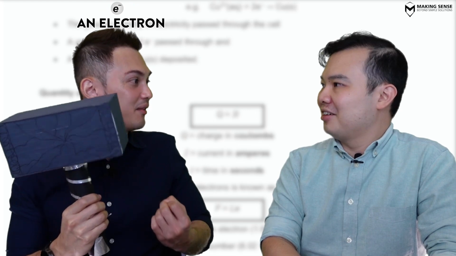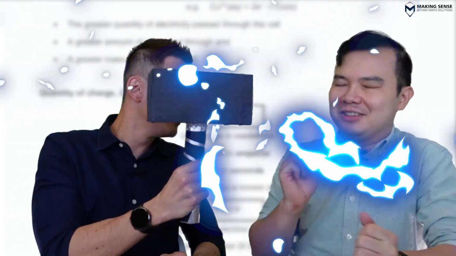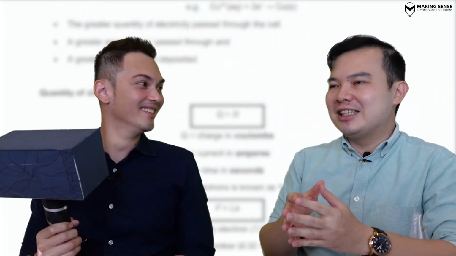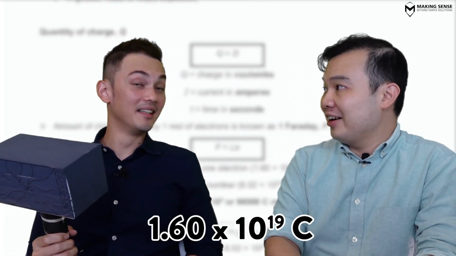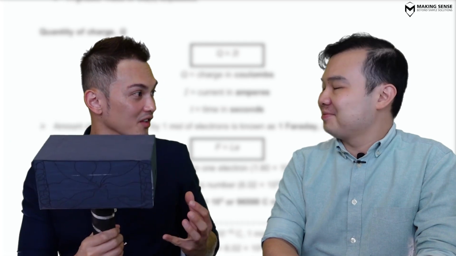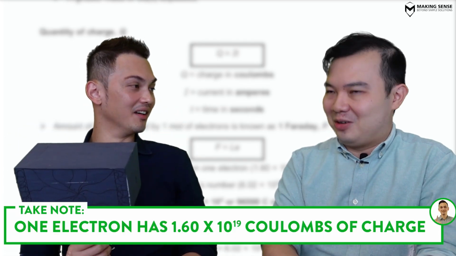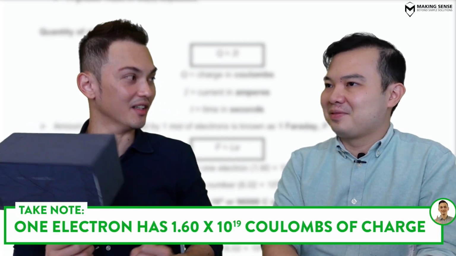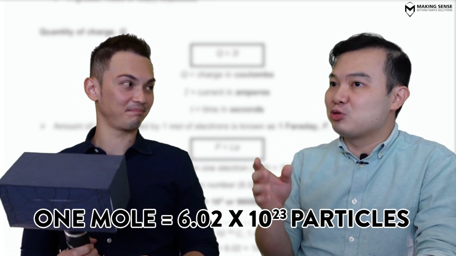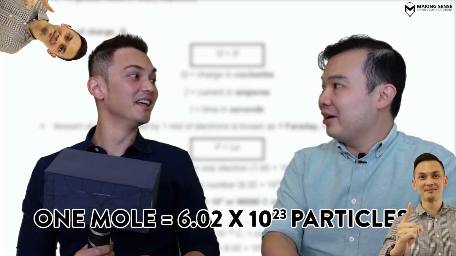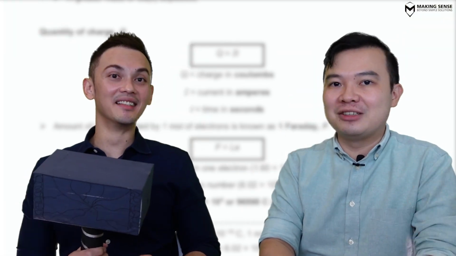Wait, what's happening here? So you suddenly become an electron. I'm an electron. So okay, do you know that electrons carry charges? Okay. I've just received 1.60 times 10 to the power of minus 19 coulombs, right? Yes. So that's the amount of charge on one single electron. Okay, what if there's 1 mole of electrons? Wait, 1 mole means you have 6.02 times 10 to the power of 23 of me? Yes. You have a lot of me now? Yes. And we're going to see how much charge I receive, right?